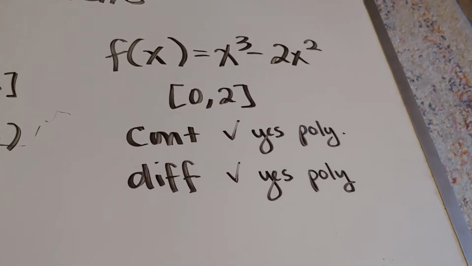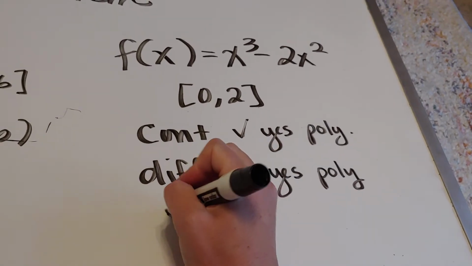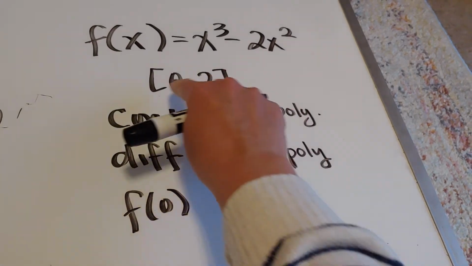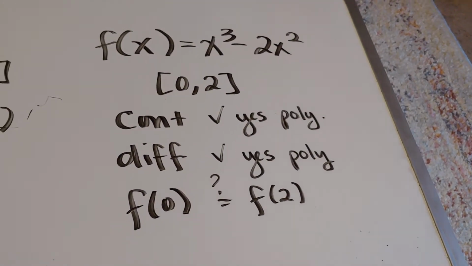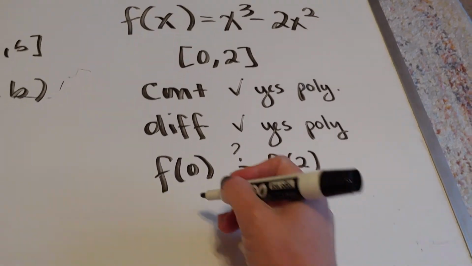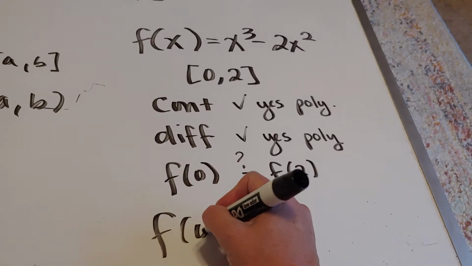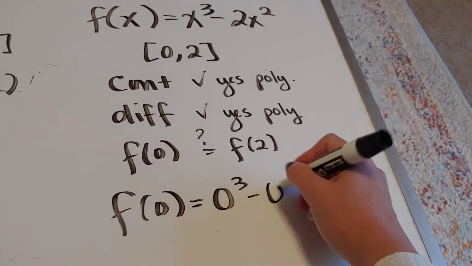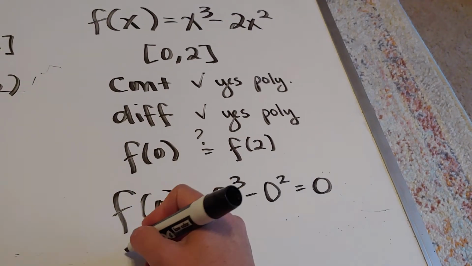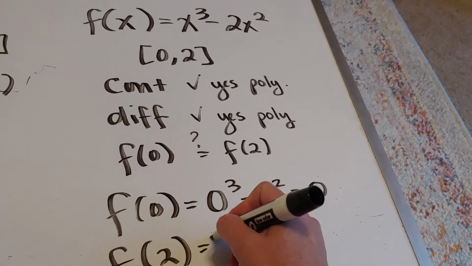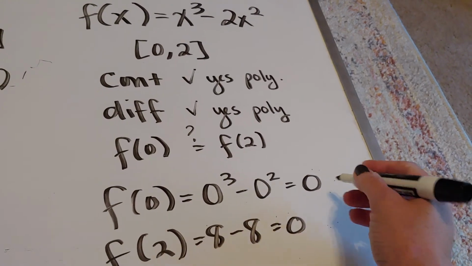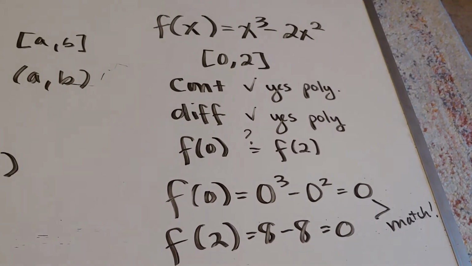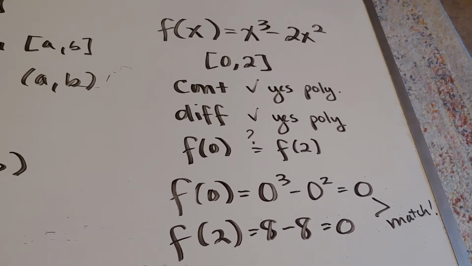The last item on the checklist for Rolle's theorem is that we have to show that f of 0 equals f of 2. I want to know if the y values of the endpoints are equal. So let's find out what f of 0 is. f of 0 is 0 cubed minus 2 times 0 squared, so I'm just going to get 0. And f of 2 is 8 minus 8, which is also 0. So yeah, they match. Awesome. So all three conditions of Rolle's theorem hold.